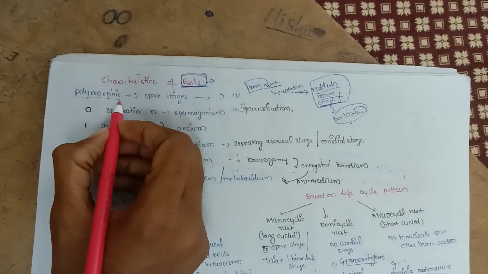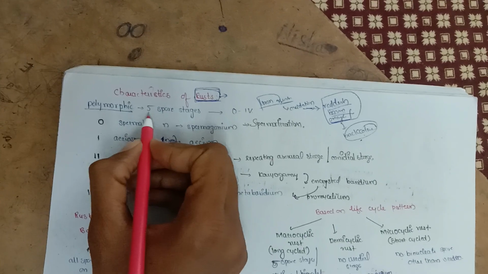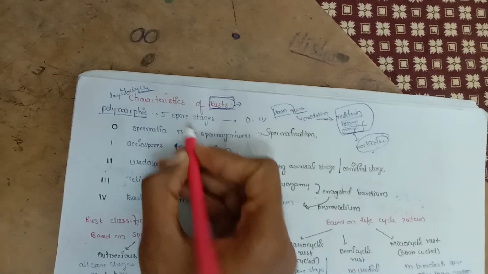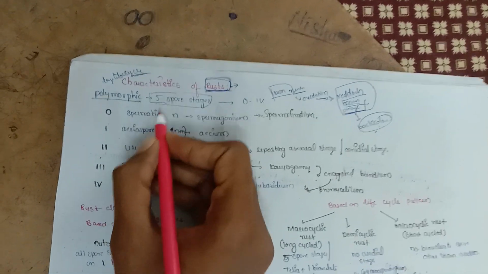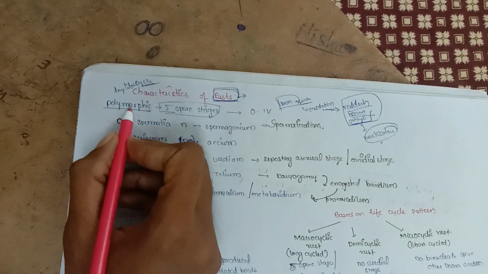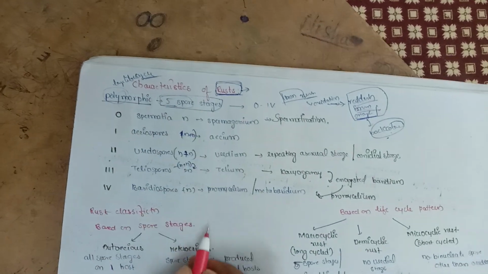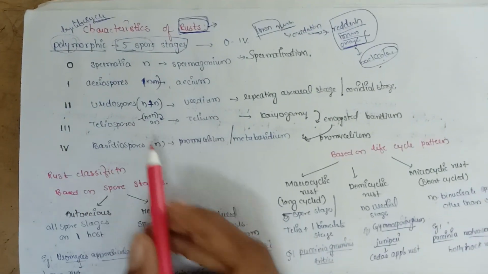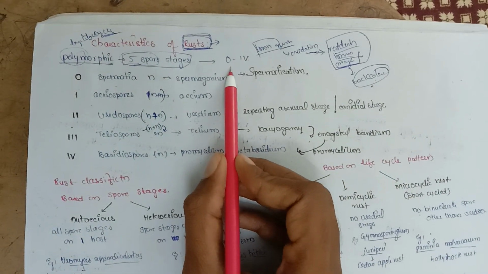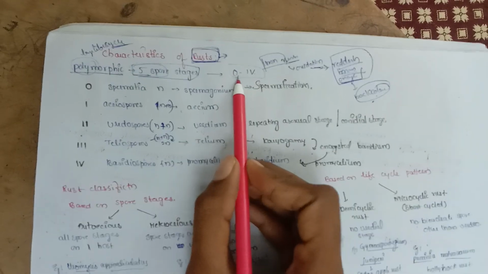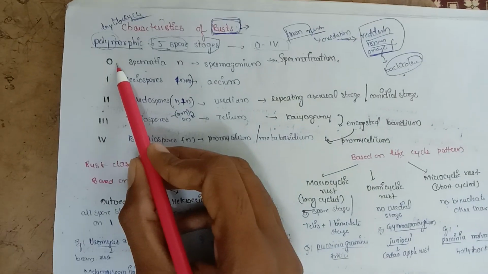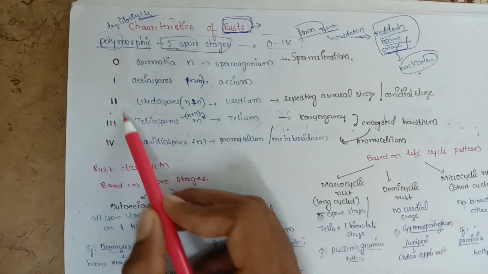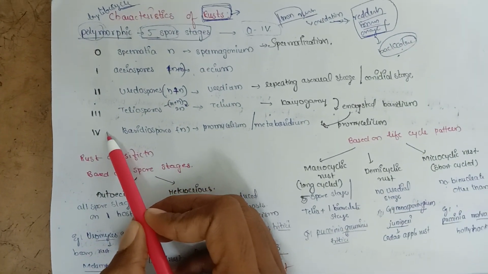Rusts are mostly polymorphic. Polymorphic means it has a long life cycle. It has about 5 spore stages, so it is a long life cycle, and it is polymorphic. It has different stages, so it is polymorphic. Now let us know about the individual spore stages. These can be indicated from 0 to 4, Roman numeral 0 to Roman numeral 4. 0 is the spermatia, 1 is aeciospores, 2 is uredospores, 3 is teliospores, and 4 is basidiospores.